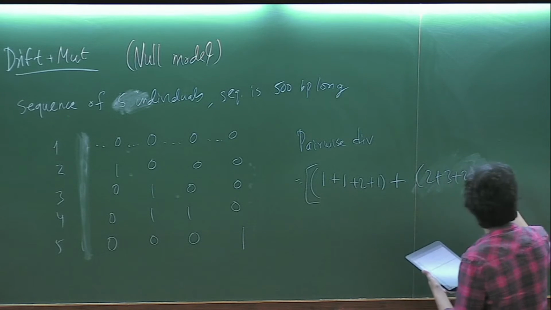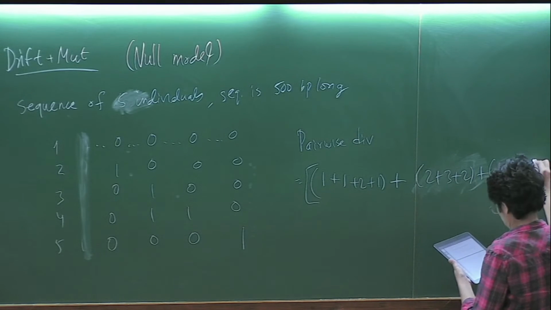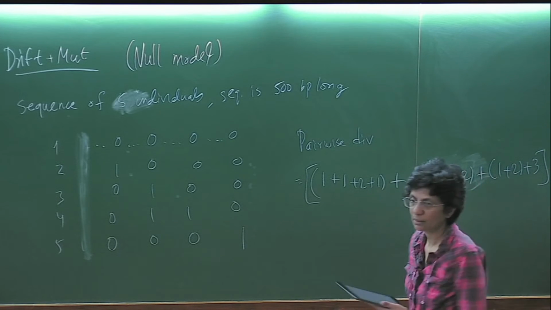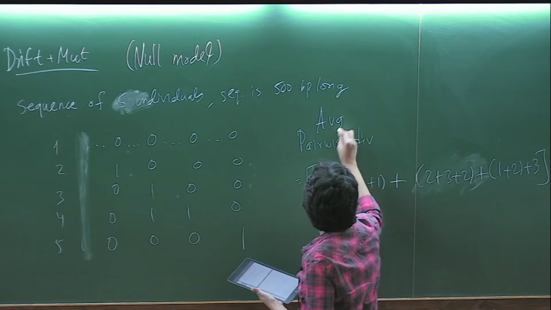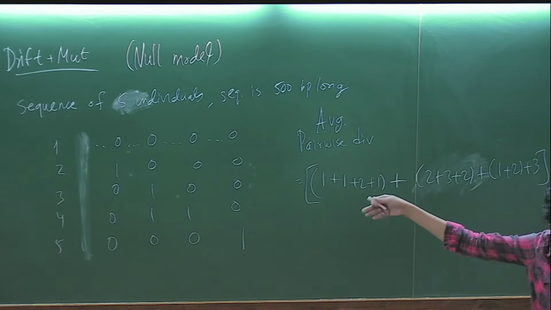Please check if I did it correctly. Okay, so this is the total number of differences. I'm looking at average pairwise diversity. Because all of them are neutral, I will just average over all of them.